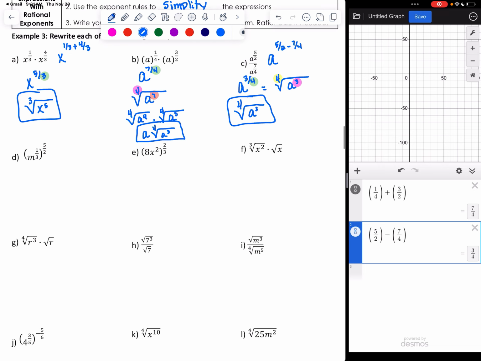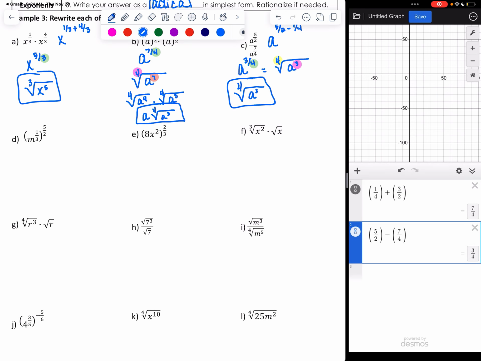All right, problem D. We have m to the 1/3 power raised to the 5 over 2 power. So hopefully you remember from your exponent rules, to raise a power to a power, we multiply the exponents. So this would be m to the 1/3 times 5 over 2. So that would be m to the 5 over 6 power, and then rewrite that as a radical. So this would be the 6th root of m to the 5, and it will not simplify.